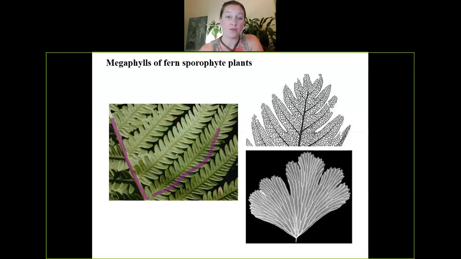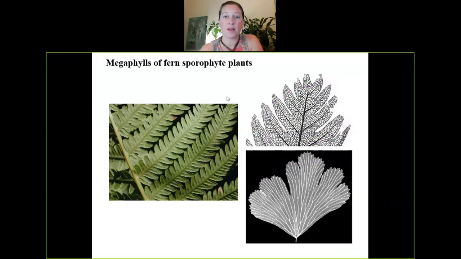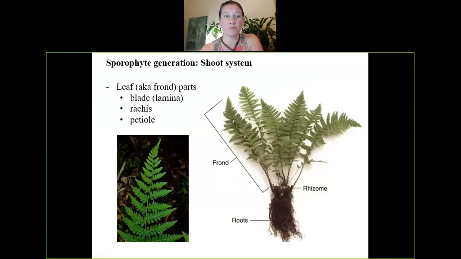And then all of these are veins here. And even in these little guys here, it has veins. So many veins. You can see them maybe more clearly here. And this is just another example of veins in fern leaves down here. So megaphyll means it has more than one vein. And ferns have megaphylls.